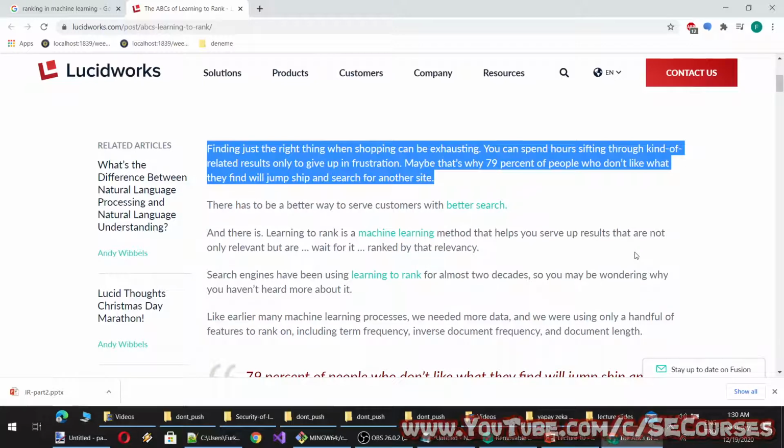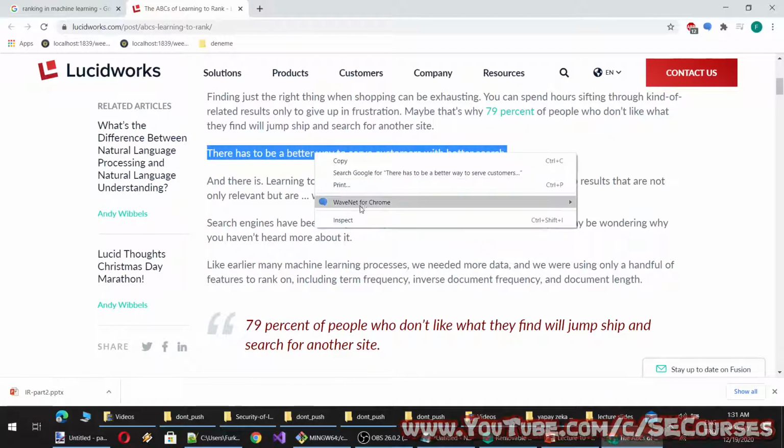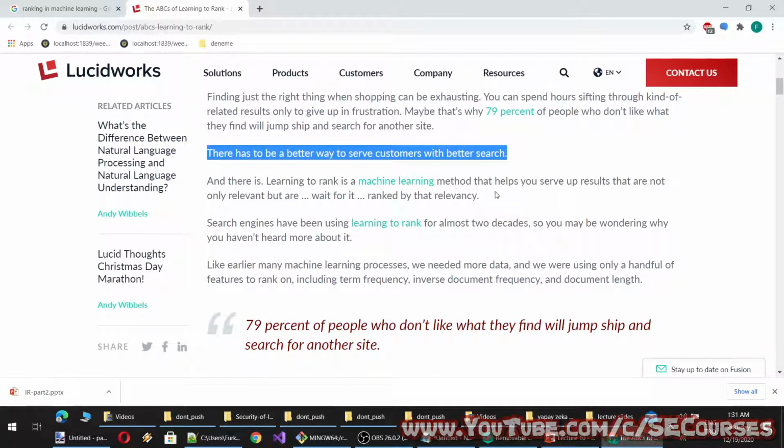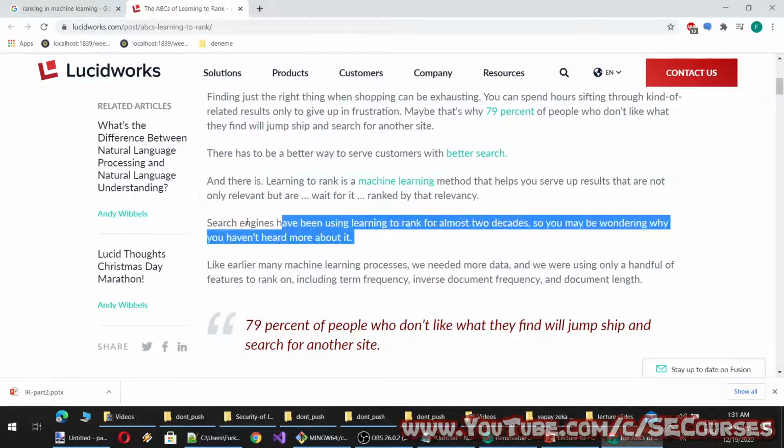Finding just the right thing when shopping can be exhausting. You can spend hours sifting through kind-of related results only to give up in frustration. Maybe that's why 79% of people who don't like what they find will jump ship and search for another site. There has to be a better way to serve customers with better search. And there is. Learning to rank is a machine learning method that helps you serve up results that are not only relevant but are, wait for it, ranked by that relevancy.